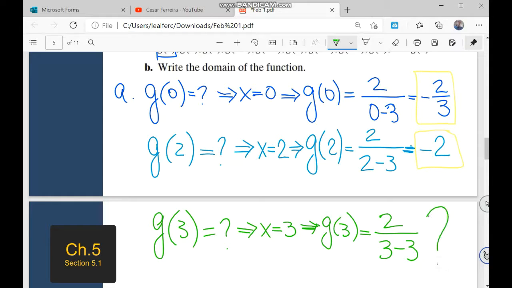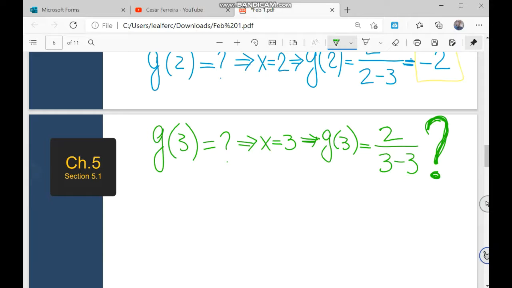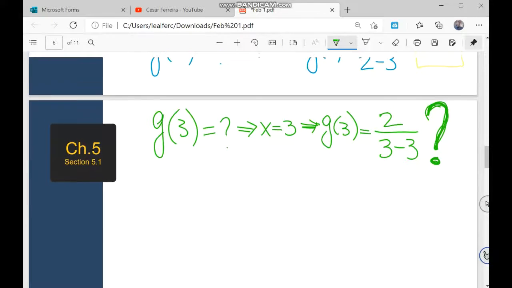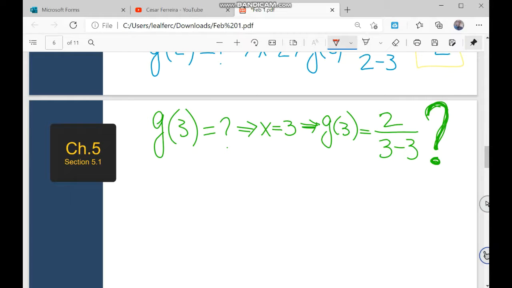How can I work this out? That's a big problem. What can I do here? Can someone help me out? We have 2 over 0. What are you supposed to do in this situation? We cannot divide a real number by 0. It's not going to result in a real number, a real solution, right? What's the answer here? Anyone remember? Can anyone help me?